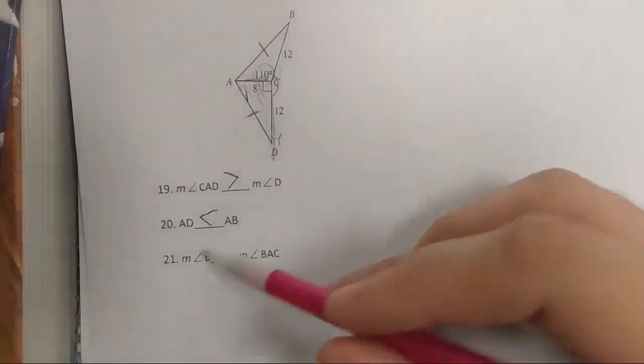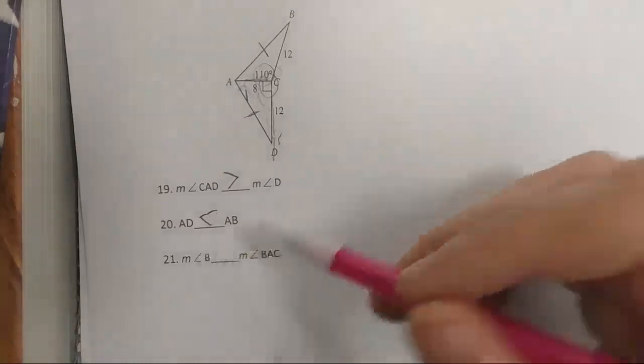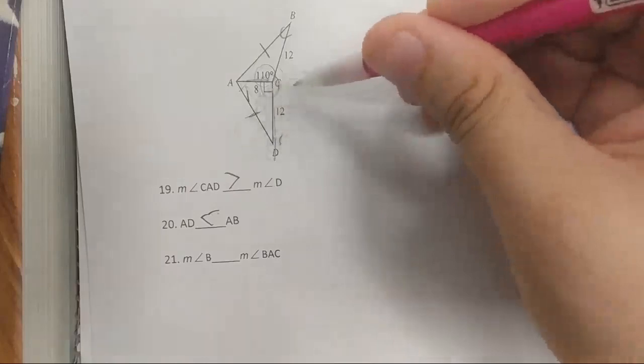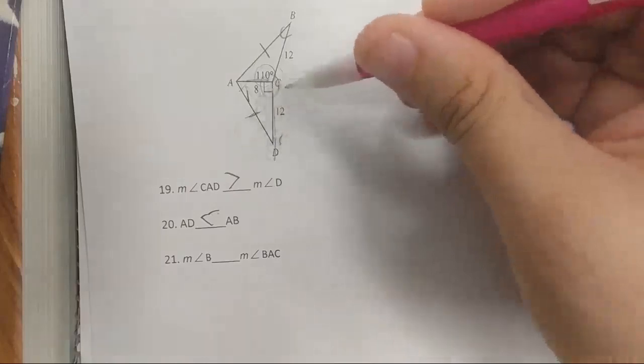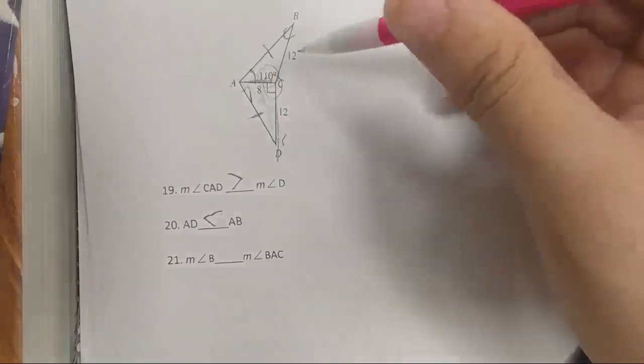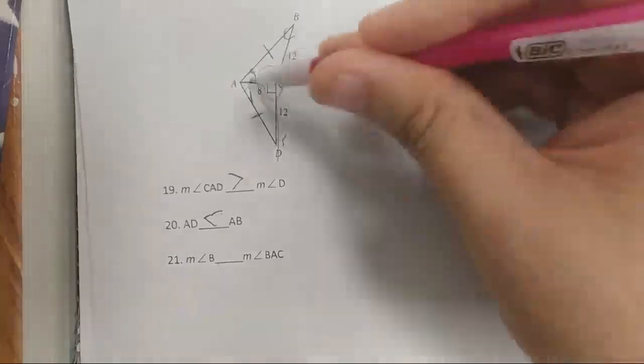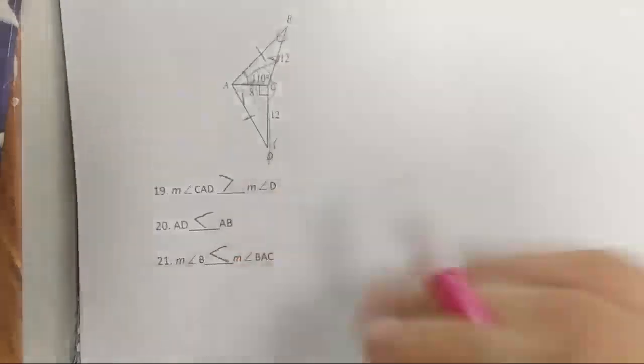Let's keep going. Measurement of angle B and measurement of angle BAC. So B over here, and angle BAC. Oh, and this angle here. Again, same situation. If this is 8 and this is 12, the one across from the 12 is going to be bigger, so angle BAC wins again. Okay.